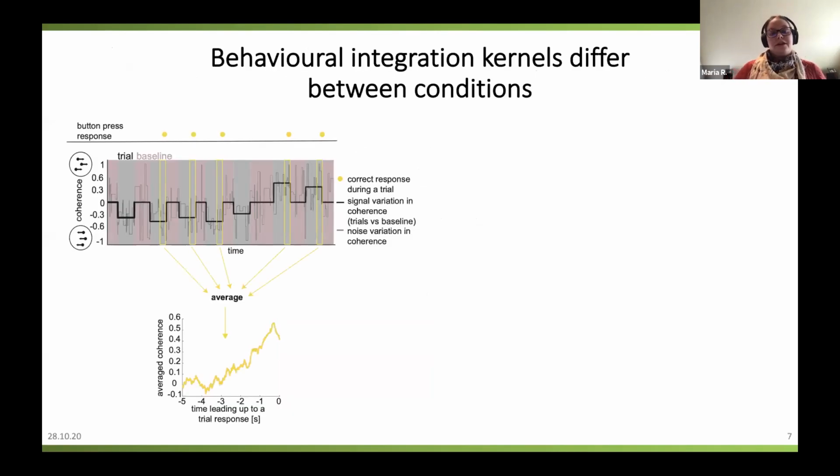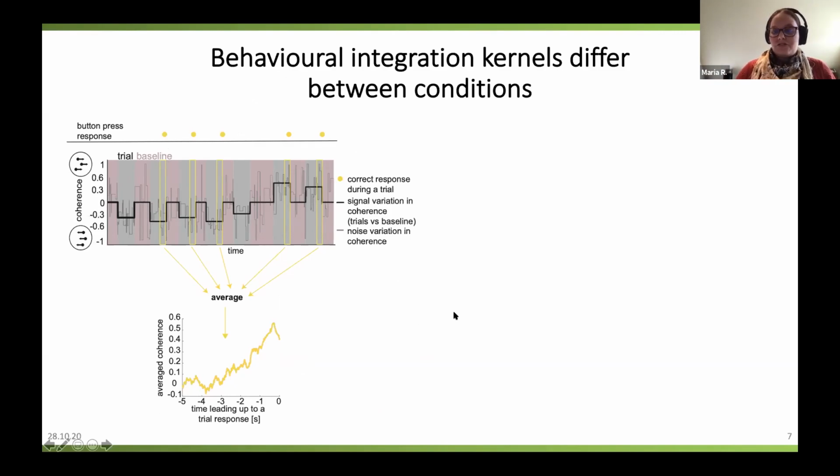So I will first look at the behavior. So what we do here with the noise is this, might be a snippet of what the participant does, and the participant will make some responses. And then I will go in and cut out the noise here in the yellow square leading up to that response. And I will do that for each response, average this, and voila, what I get out is this integration kernel of the average coherence from these snippets.